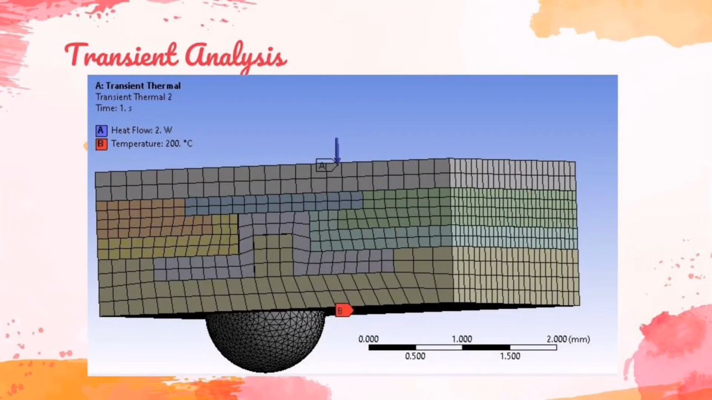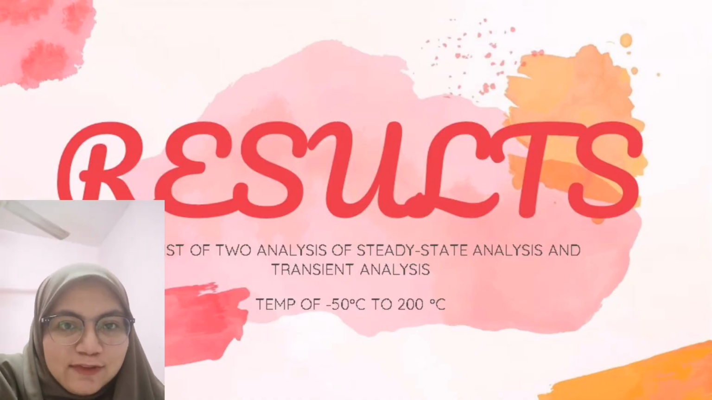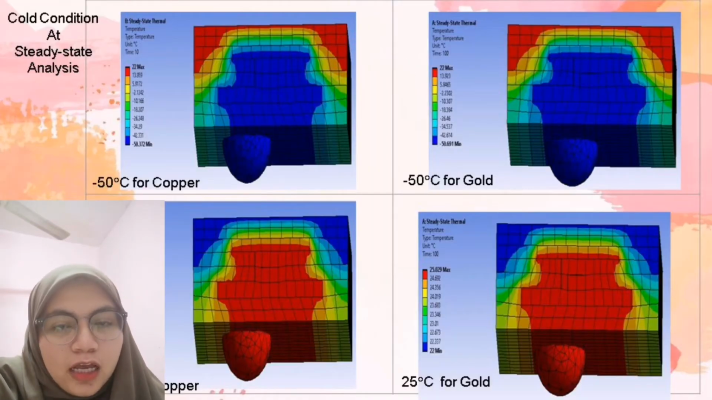This is the transient analysis. There are two parameters applied, which are heat flow on the surface of the die and temperature on the surface of the dielectric.